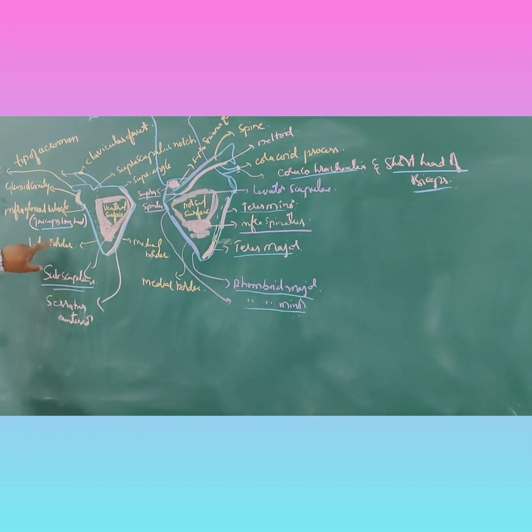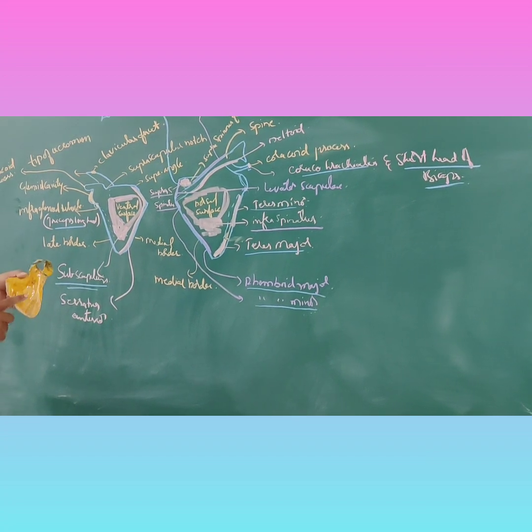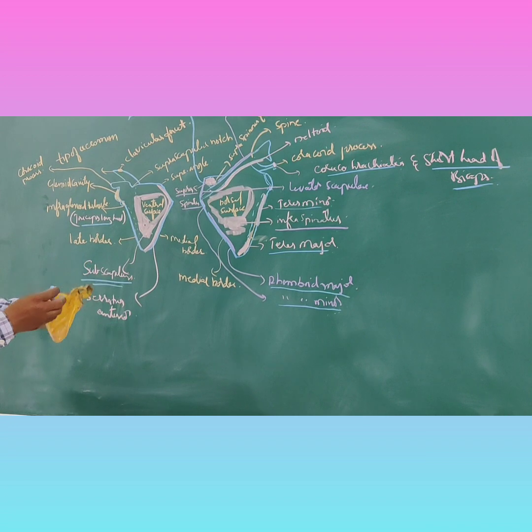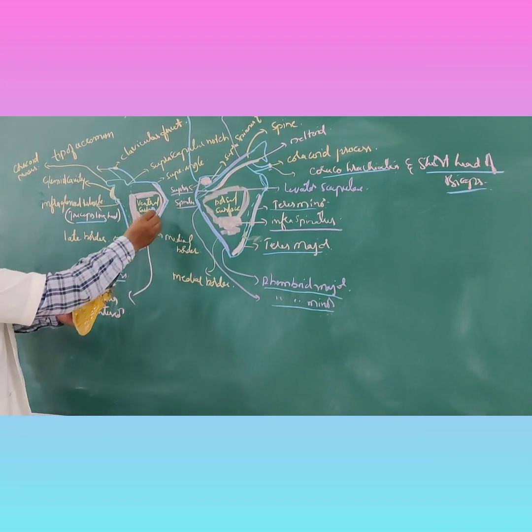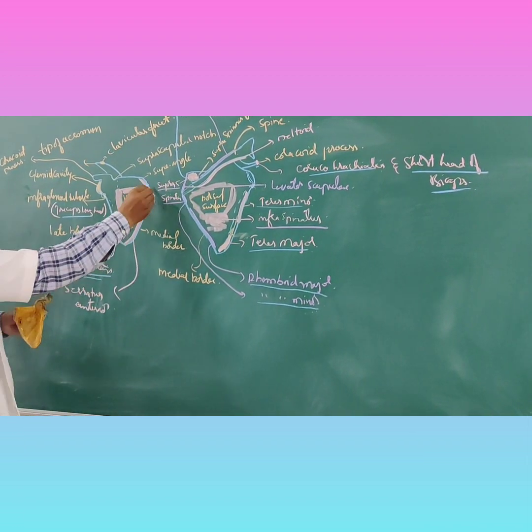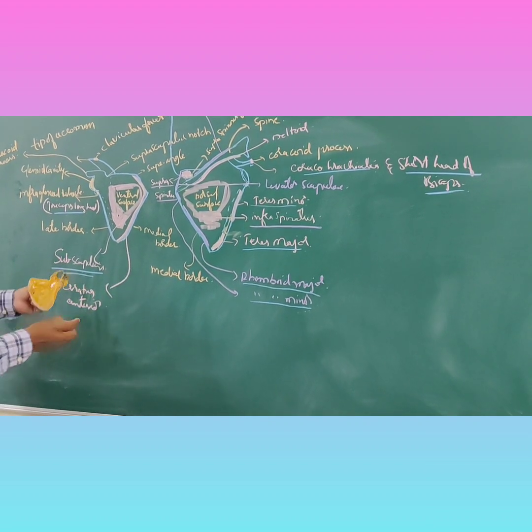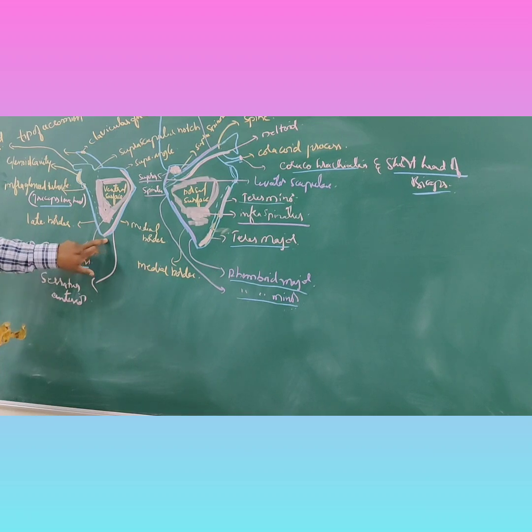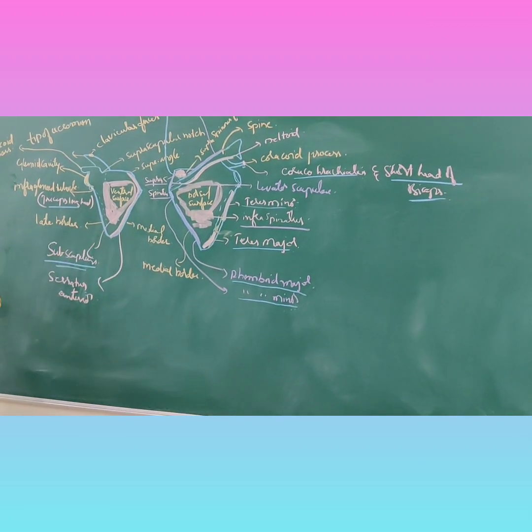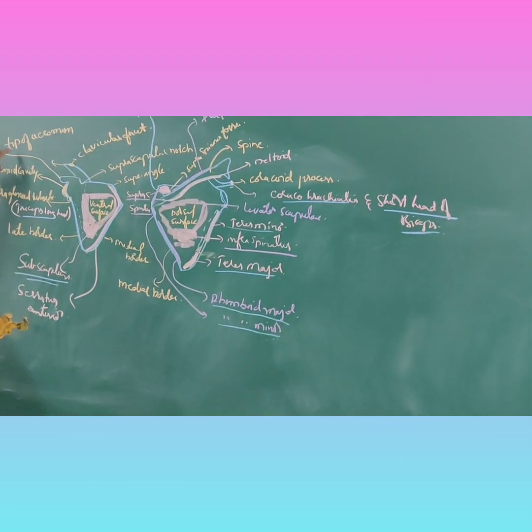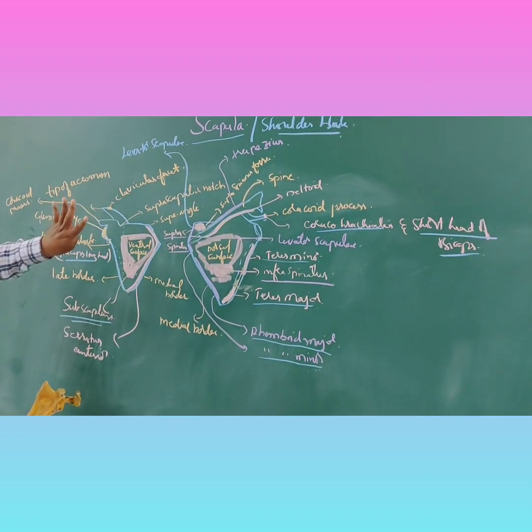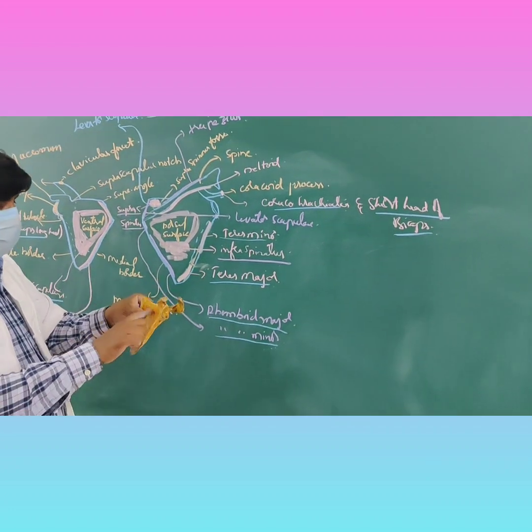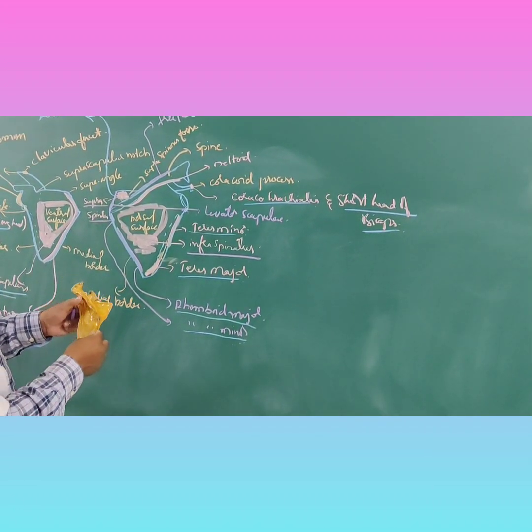So these are the attachments on the ventral surface of the scapula. The ventral surface gives origin to the subscapularis, and the medial border on the ventral aspect gives attachment to the serratus anterior muscle. This you should remember. So we have covered everything, the attachments of the muscles on the dorsal aspect and on the ventral aspect.